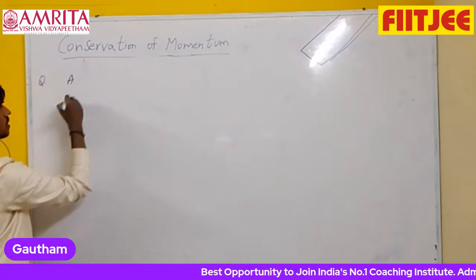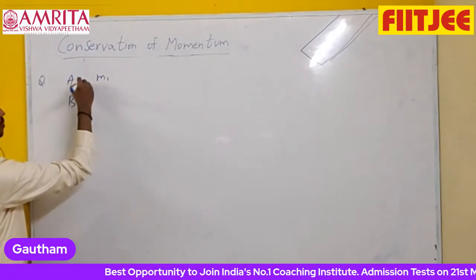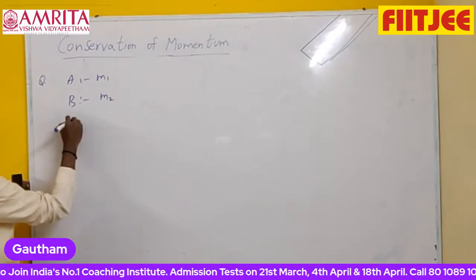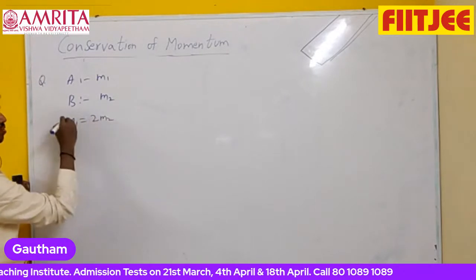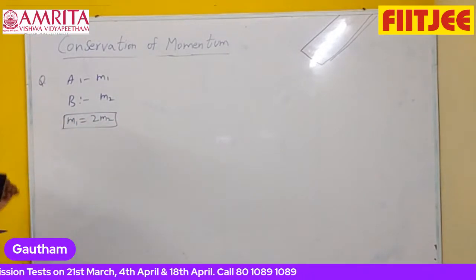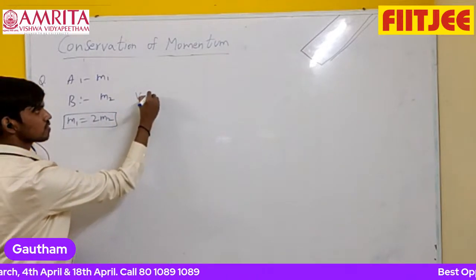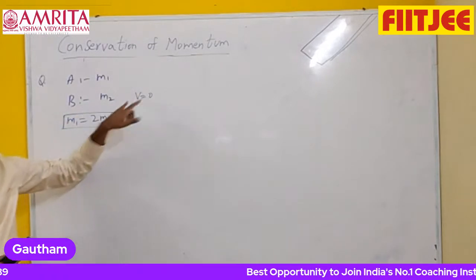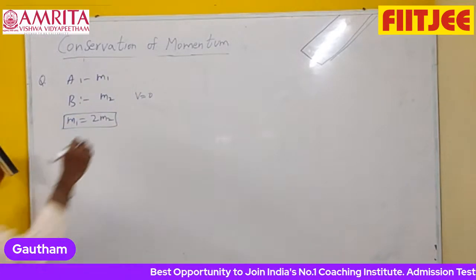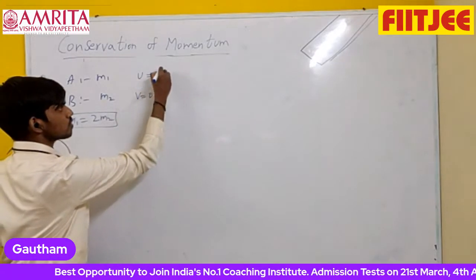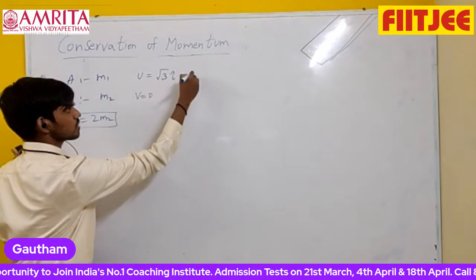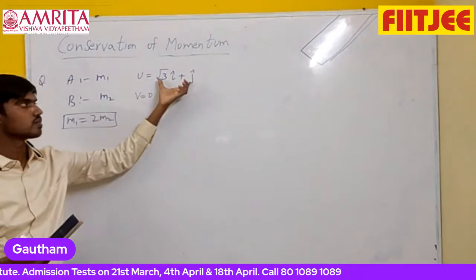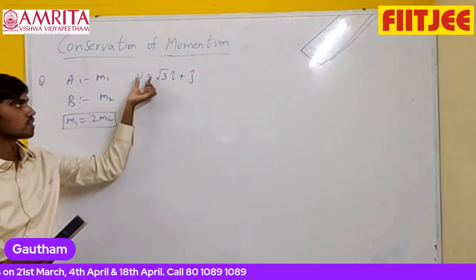So you have two particles A and B. The first has mass m1, the second body has mass m2. The relation between the masses is m1 is equal to 2m2. Initially the second body is at rest. The first body is moving with some velocity and colliding with it. The first body has a velocity of root 3 i cap plus j cap. So this is the initial velocity of the first body, and the second body is at rest.